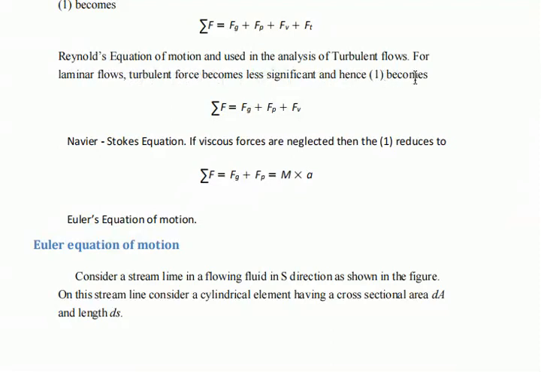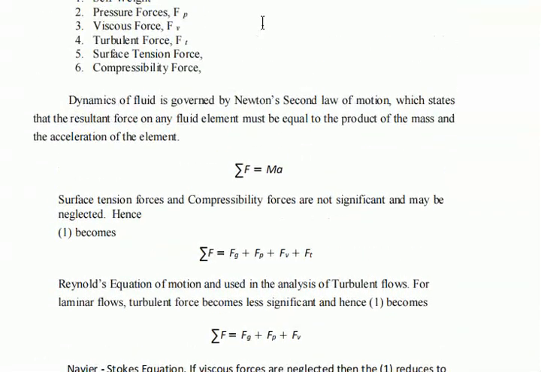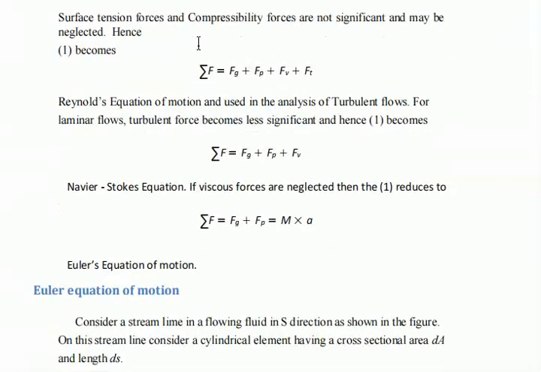For turbulent flows, we can take all these forces. For laminar flows, the turbulent force is not significant, so we can leave it out. If we neglect this turbulent force, the summation of F is equal to Fg plus Fp plus Fv. This is the Reynolds equation for laminar flows.